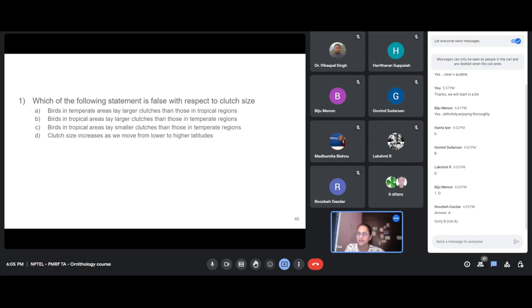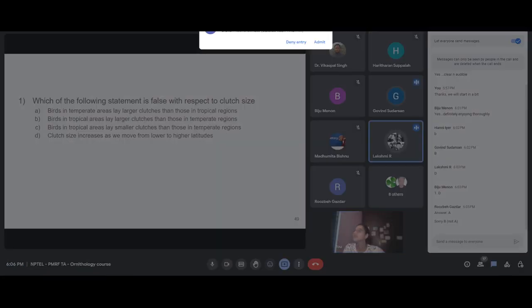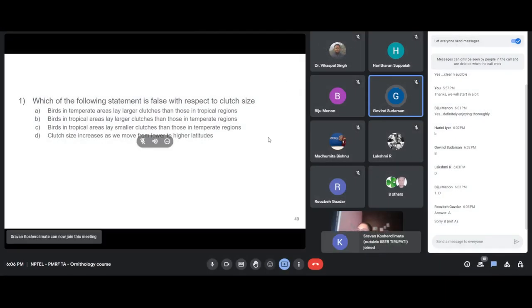Ma'am, warblers have large clutch size, ma'am. Yeah, but where are warblers breeding? In the wetlands and around the... I'm sorry, I'm getting confused between wren warblers and other warblers. No, you're correct. But where do warblers breed? I think you've brought an interesting point. Around wetlands, ma'am, and wetlands are found around the equator. Tropical wetlands are more than temperate wetlands, no, ma'am. But where are the warblers breeding? I'm sorry. Water. Sorry, Govind?